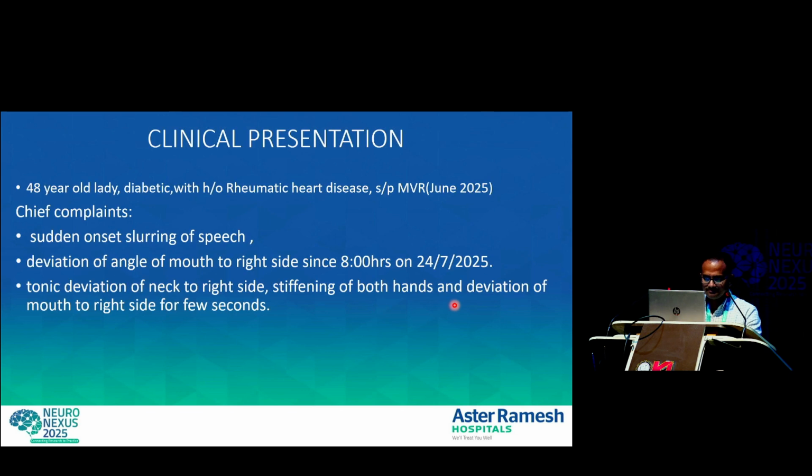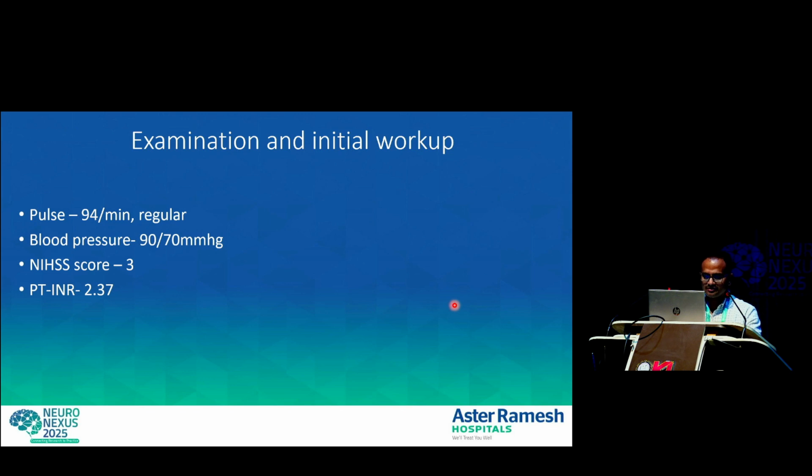The last case scenario: this is a 48-year-old lady, diabetic with a history of rheumatic heart disease. She underwent mitral valve replacement in June this year. Her chief complaints were sudden onset of slurring of speech and deviation of angle of mouth to the right side since 8 a.m. in the morning on 27th of July. She had tonic deviation of neck to the right side with stiffening of hands and deviation of mouth to the right side for a few seconds. On examination workup, the pulse was regular, blood pressure was 90 by 70 millimeters of mercury, NIHSS score was 3, PT INR was 2.37.